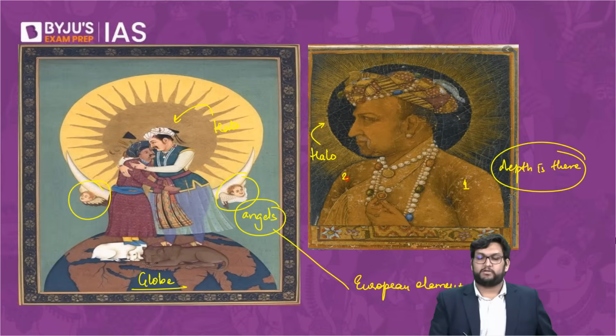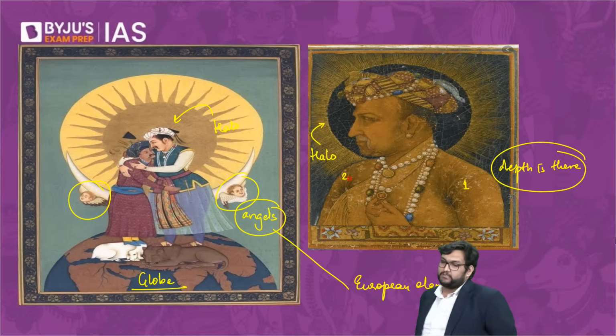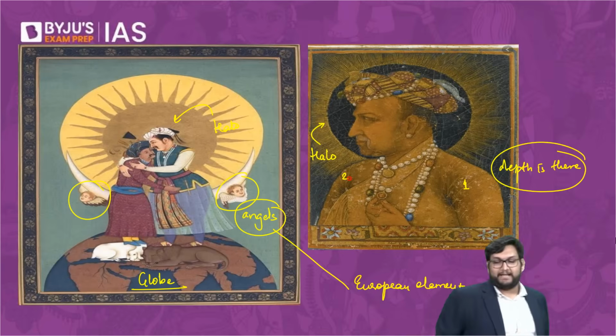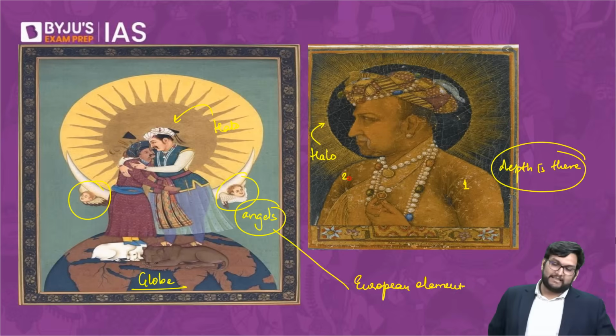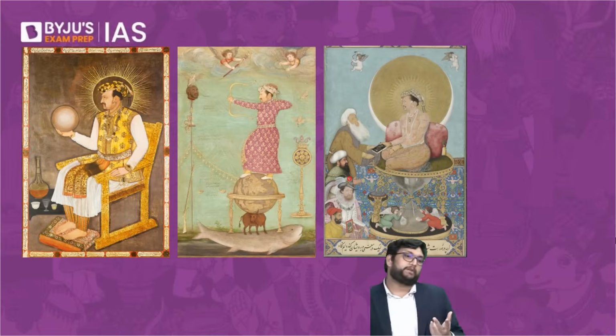Which is the shoulder which is in the front? One or two? Which is in the front? One. And that you're able to make out because of the fact that depth is there. But Jahangir went overboard with this idea of European influence.